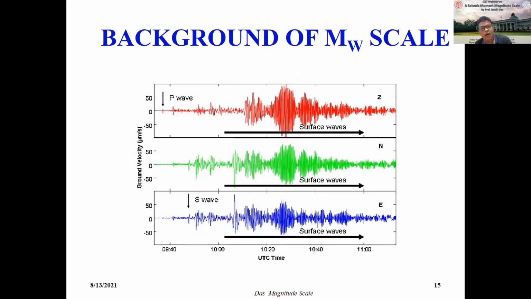And now I am telling you about the background of the Mw scale. The Mw scale is basically derived from surface wave magnitudes. Although it is the equation 2/3 log of M naught minus 10.7, the background of this scale is totally dependent on surface waves, because this 2/3 and 10.7 come from the surface wave formulations.